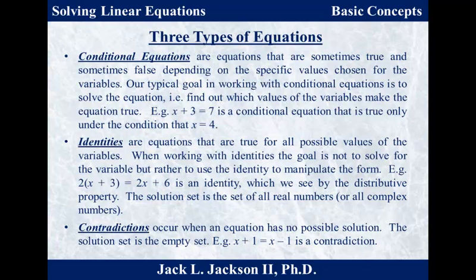Identities, on the other hand, are equations that are true for all possible values of the variables. When working with identities, the goal is not to solve for the variable, but rather to use the identity to manipulate the form. For example, 2 times parentheses x plus 3 close parentheses equals 2x plus 6. That's an identity. It's an illustration of the distributive property in action.